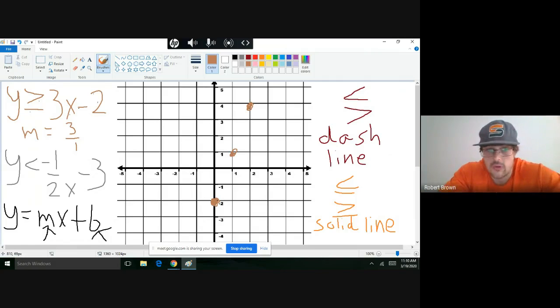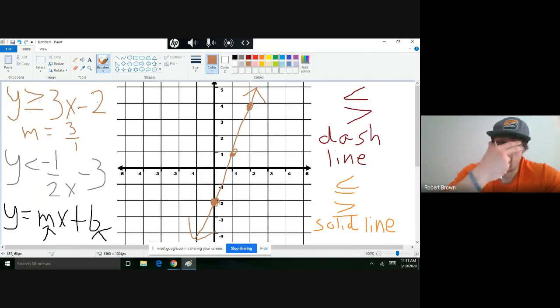Now look over here to the right. See how it's greater than or equal to? Since it's greater than or equal to, I'm going to use a solid line. A solid line is just a line with no breaks in it. That'll make more sense when we see the next one. Now this is by hand, so it's not going to be perfect.